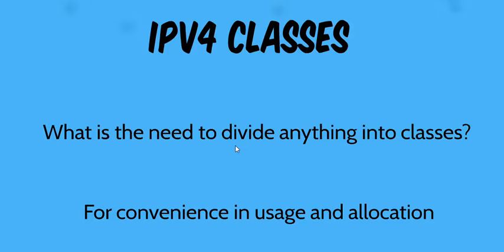Before entering into the actual session, let me ask a question. What is the need to divide IPv4 addresses into classes? In simpler words, it's for our convenience and allocation based on the host. As discussed earlier, the priority bit is the one which determines the class. IPv4 is divided into 5 classes: Class A, Class B, Class C, Class D, and Class E. Let's discuss them in detail.